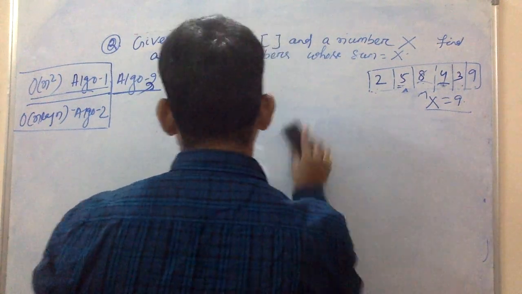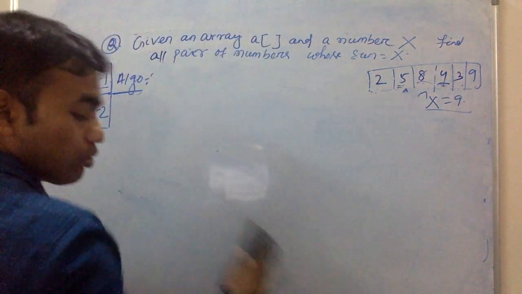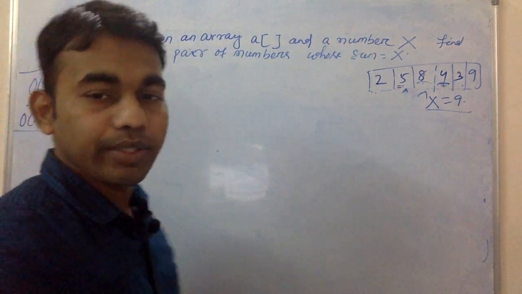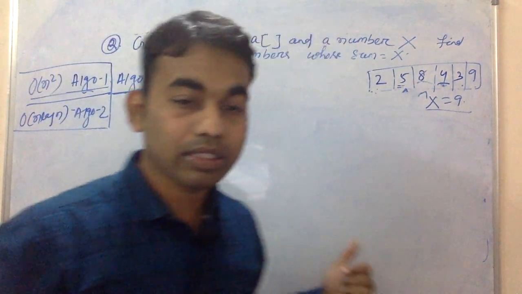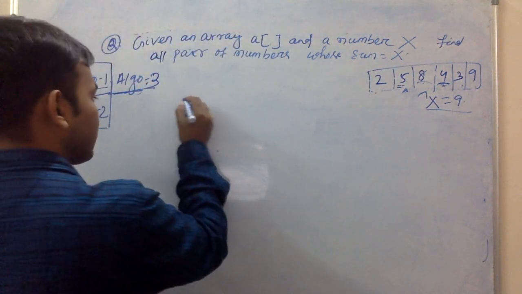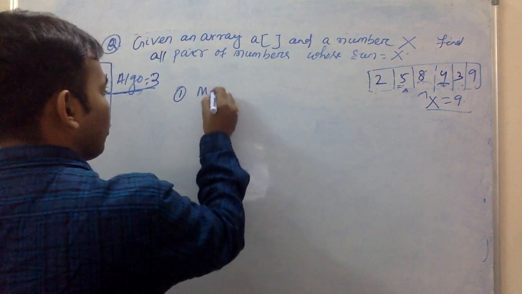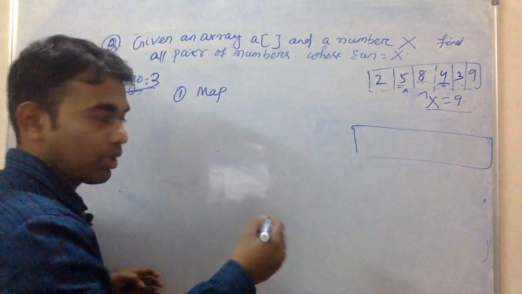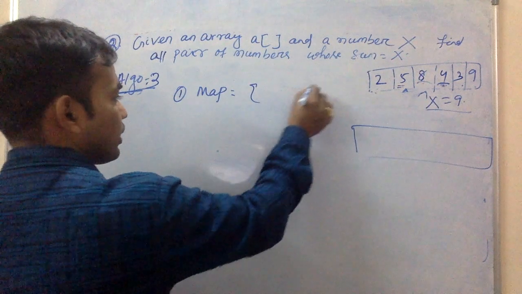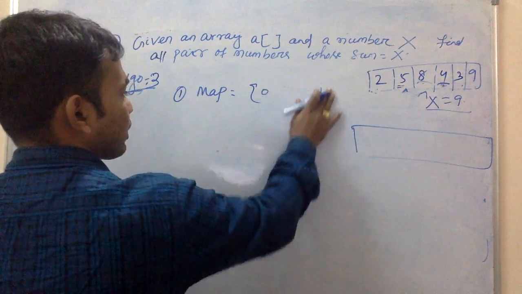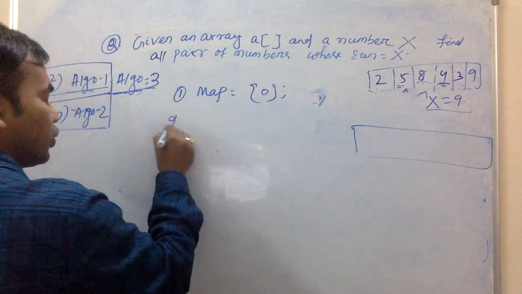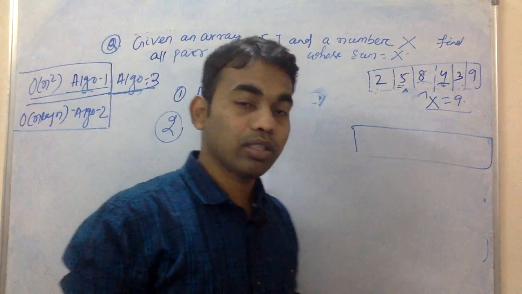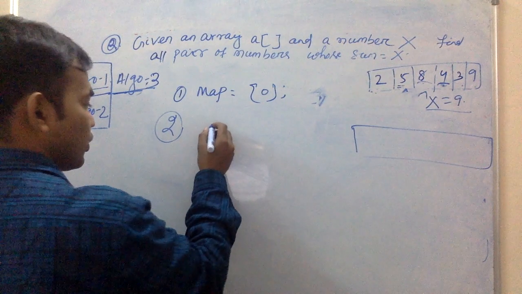So I hope you got it, but still I will just write it down. Let me write it down. Algorithm 3. This is very important. First of all, we are taking a map. This is a map we have taken, 0 to 9. Map equal to, and we are initializing everything with 0. So this is the first step, initializing the map with 0.